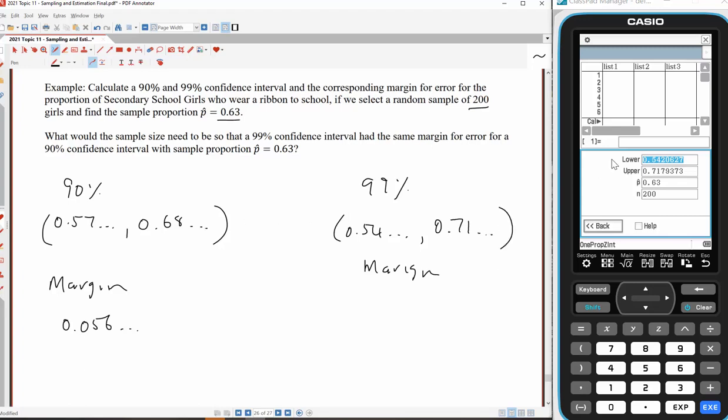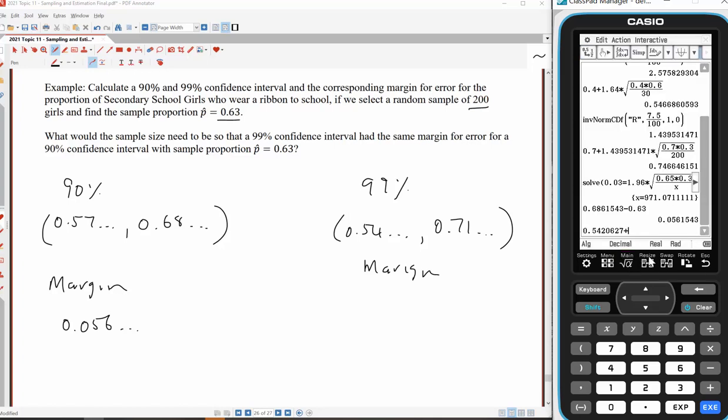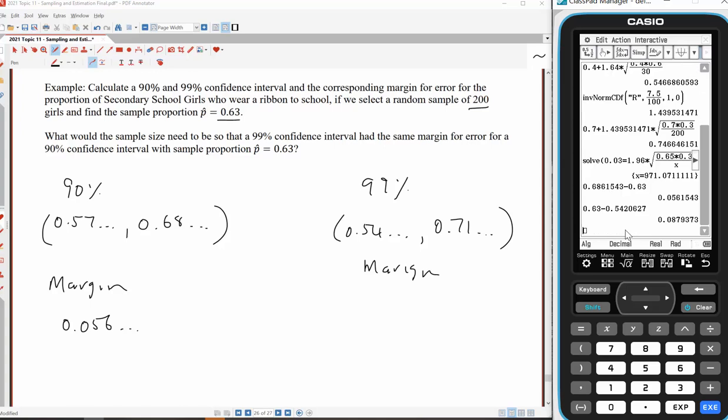And the margin of error, let's just do it a little differently this time. We'll take that lower value, copy it, and add the value of p hat to it. That's not right. What we'll do is we remove that from p hat. And there's our margin of error.